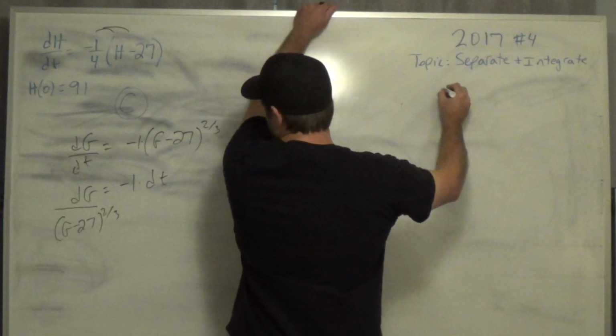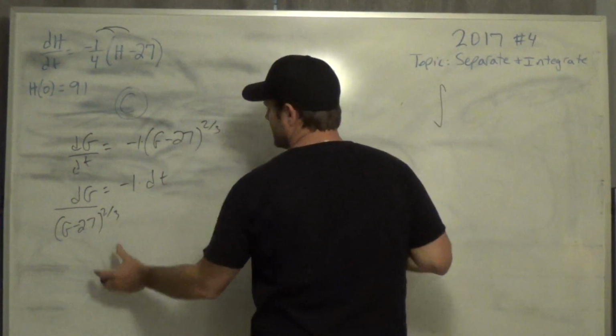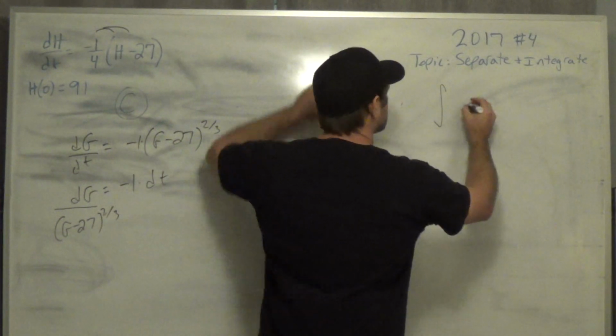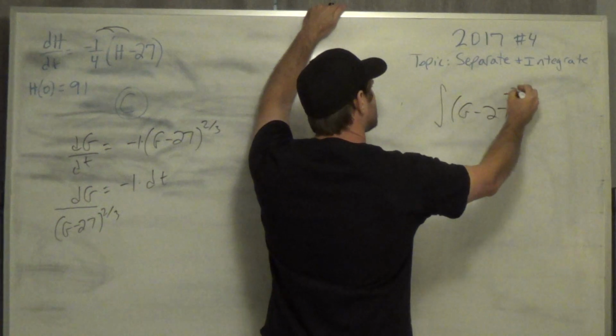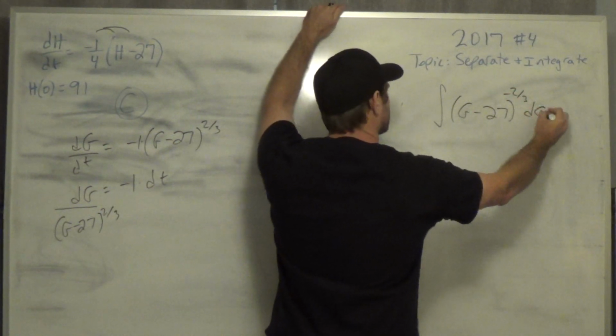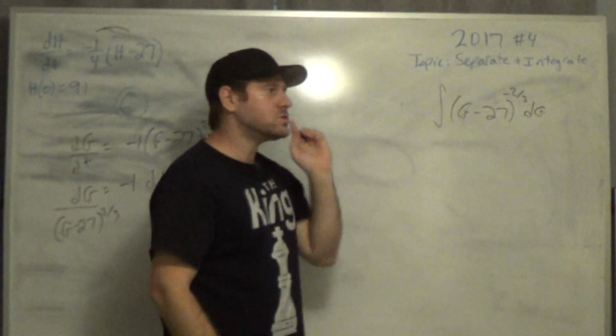So first thing I'm going to do is take this piece and move it to the top. When I move it to the top, it's now to the negative 2/3. Okay, and now I want to use u substitution.